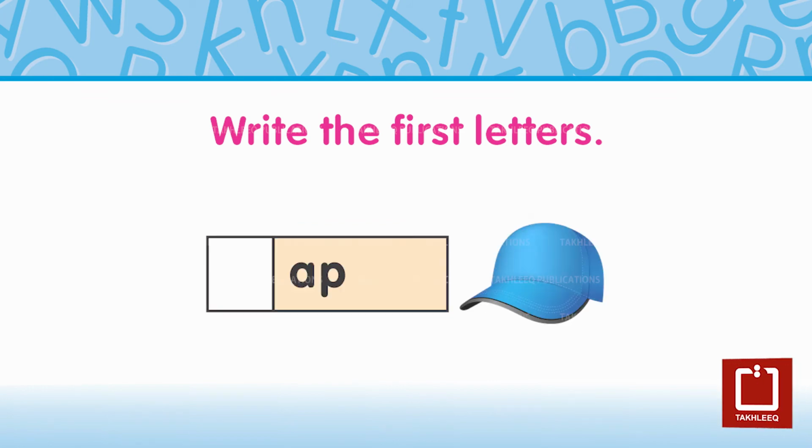Here we see the picture of a cap. Here is written dash A P. The first letter of cap is C. So we write here C.